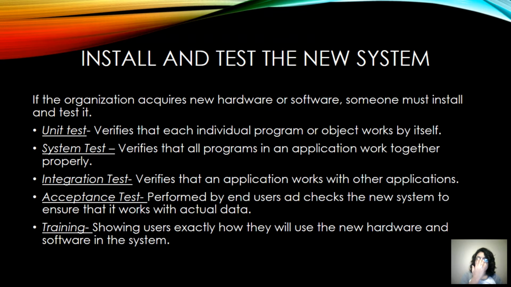Now there are 4 different ways in which you can test the new system. There is unit test, which verifies that each individual program or object works by itself. There's a system test that verifies that all programs and application work together properly. There's an integration test, verifies that application works with other applications. And then there's an acceptance test, performed by the end users, checks the new system to ensure that it works with actual data. And then there's the side part of training, which shows users exactly how they will be using the new hardware and software in the system.